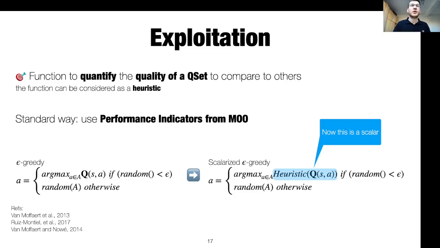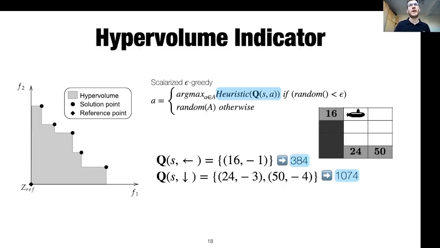Well, exploitation has already been tackled in various papers. The idea is to find a function to quantify the quality of the Q set, so that we can compare the actions to each other. And this function, we call it a heuristic in this paper. So you can see that your epsilon greedy just becomes applying a heuristic to the Q set and then using the argmax. Now this is a scalar, so now this is fixed.